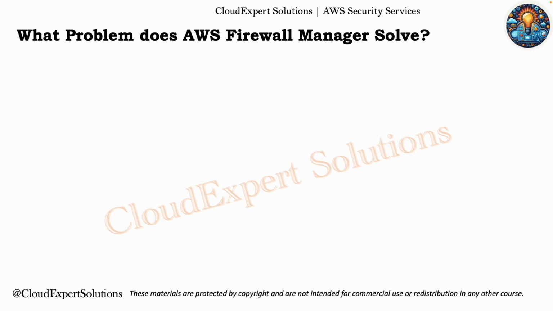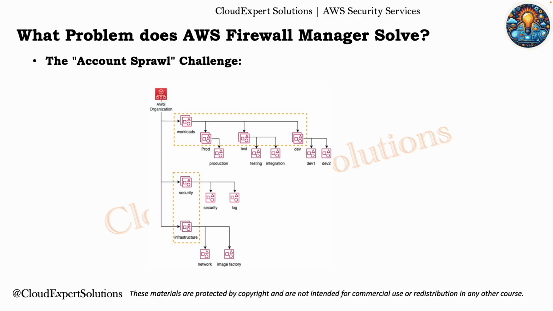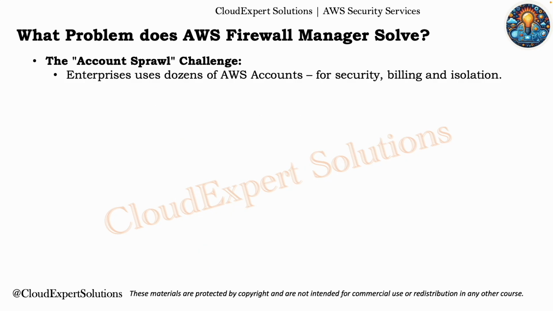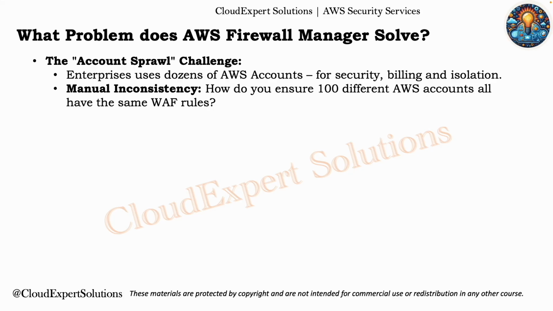Let's start by understanding the real problem AWS Firewall Manager is designed to solve. The problem is commonly called account sprawl. Enterprises or organizations don't run everything in a single account. They use dozens or even hundreds of AWS accounts under AWS Organizations for security, billing, and isolation. Now imagine this scenario. How do you make sure all 100 AWS accounts are using the same AWS WAF rules? If each team configures security manually, inconsistencies are guaranteed. One account might block SQL injection, another might forget, and that becomes a security risk.